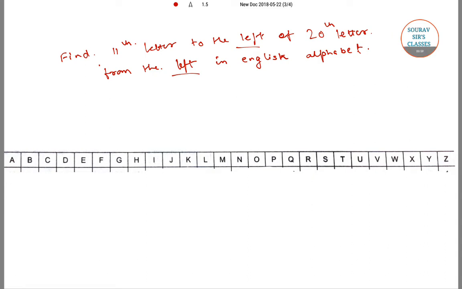We find the difference between 20 and 11, because first we go up to T, since the position value of T is 20, and then we go 11 positions backward, because we have to find the 11th position to the left of the 20th letter. So we can simply subtract 11 from 20, which equals 9. The answer is the 9th letter from the left, which is our letter I.